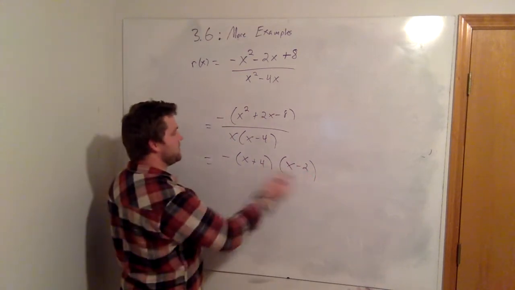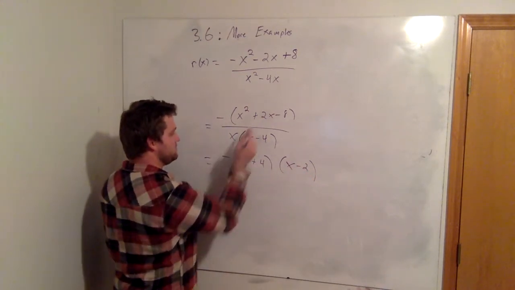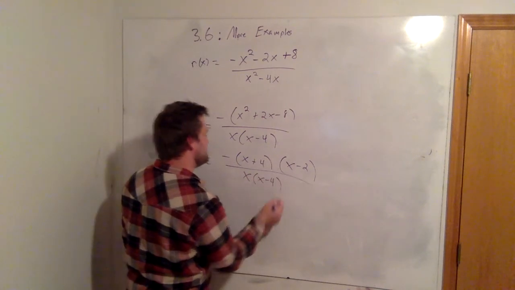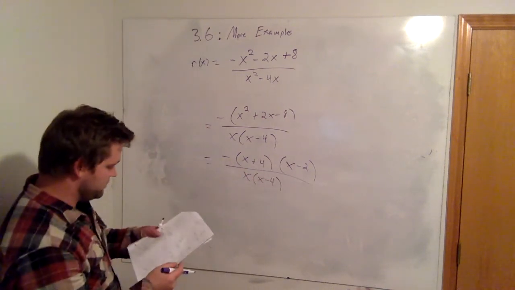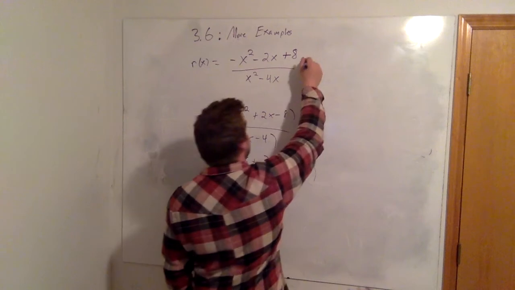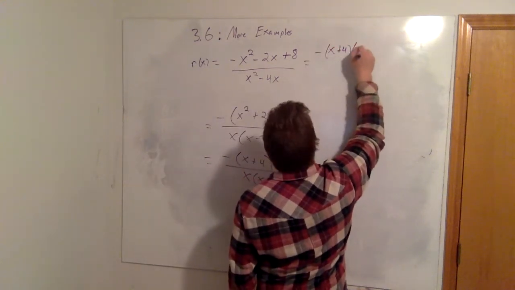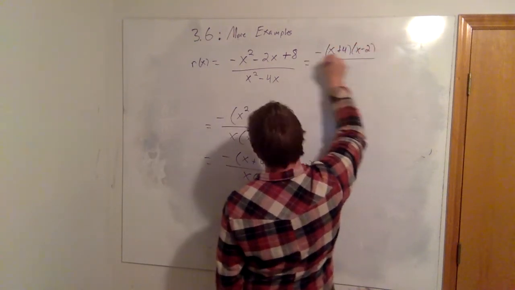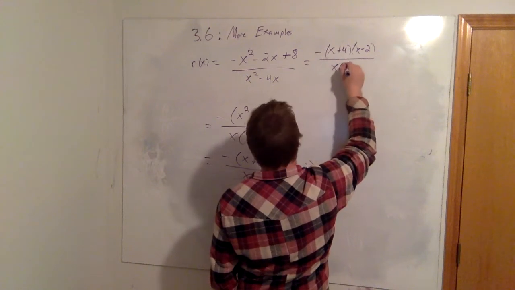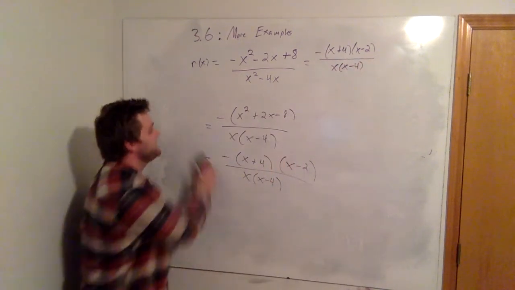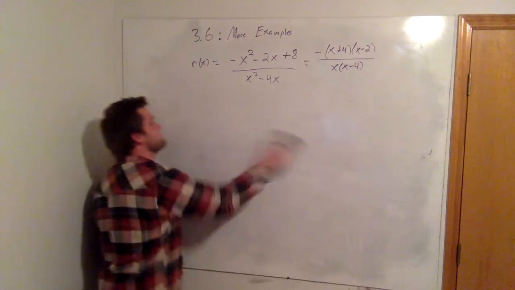These multiply to give me -8, and they add to give me 2. Sweet. All over x times x minus 4. Beautiful. This is our polynomial in factored form. Let's go ahead and write that up here. So I have a negative x plus 4 times an x minus 2 all over an x times an x minus 4. Sweet. Let's graph this.